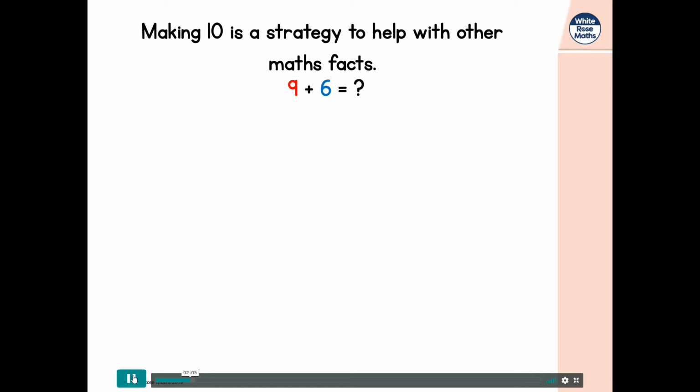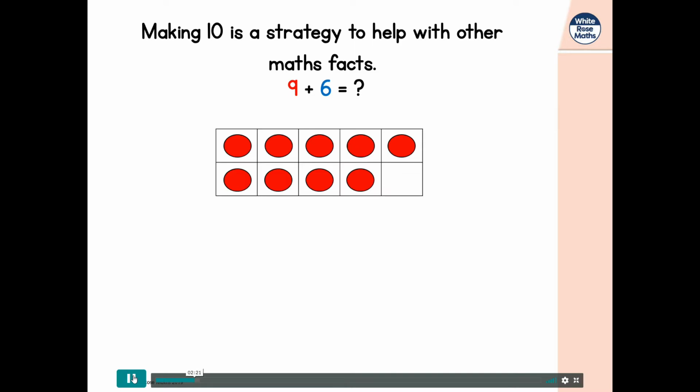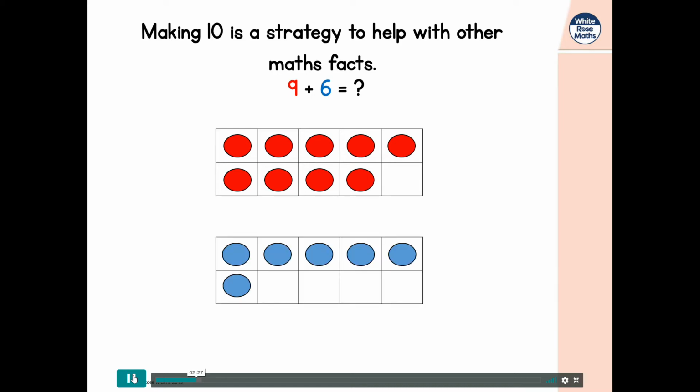9 plus 6 equals something. But how are we going to use making 10 to help us figure out what is 9 plus 6? Let's begin by building 9 on a tens frame. Here we have 9 red counters in a tens frame. Let's also build 6 on another tens frame. Here we have 6 blue counters.